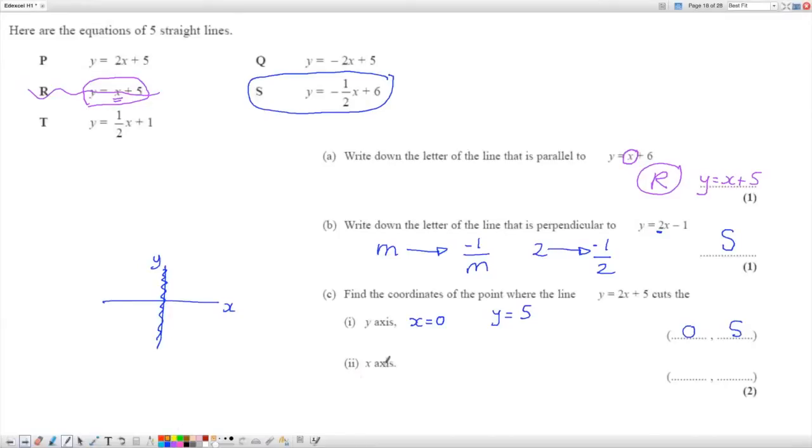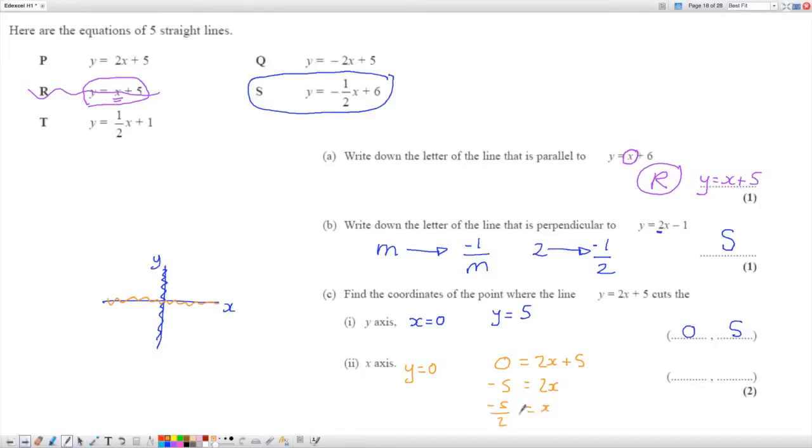Looking at now here where it crosses the x-axis. The x-axis is along here. Wherever it crosses, y is going to be equal to 0. So substituting in, 0 equals 2x plus 5. Solving for x, take away 5 from both sides. 2x is equal to -5. So x is equal to -5 over 2.